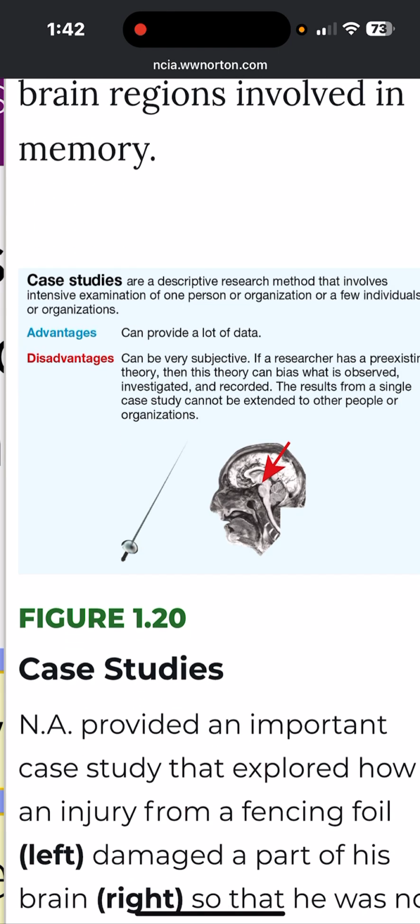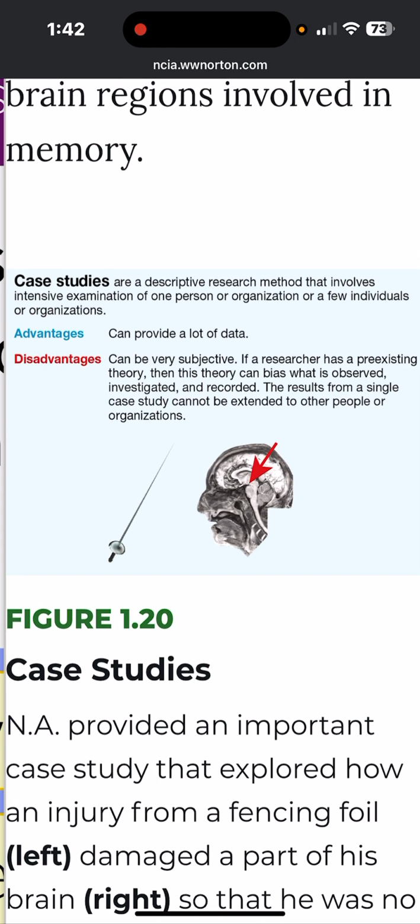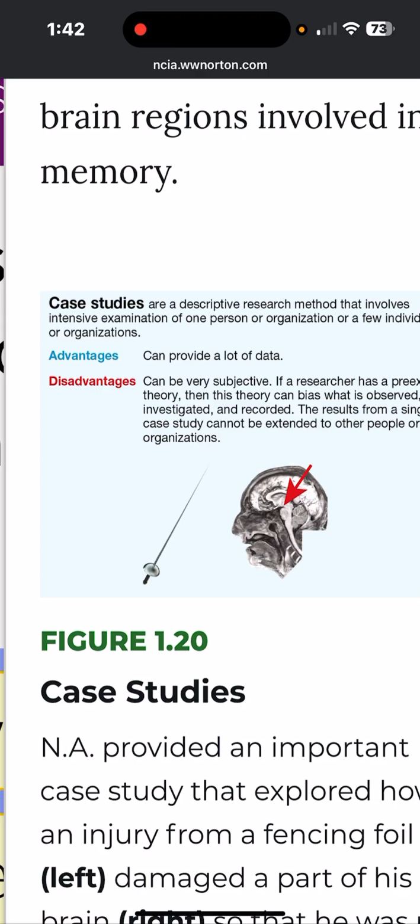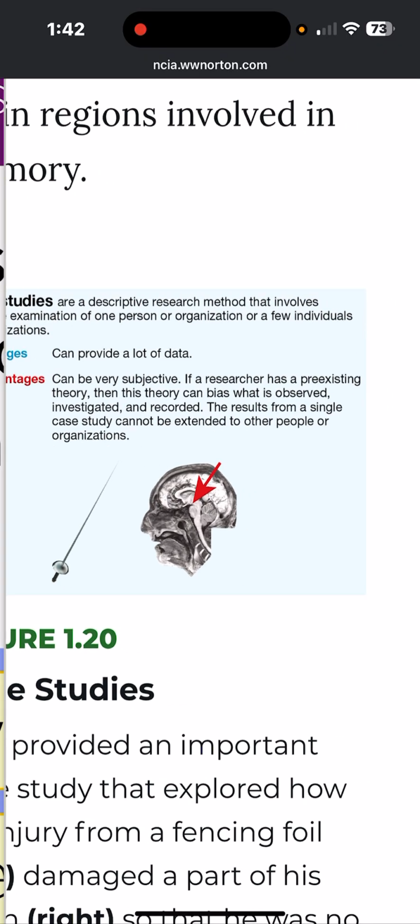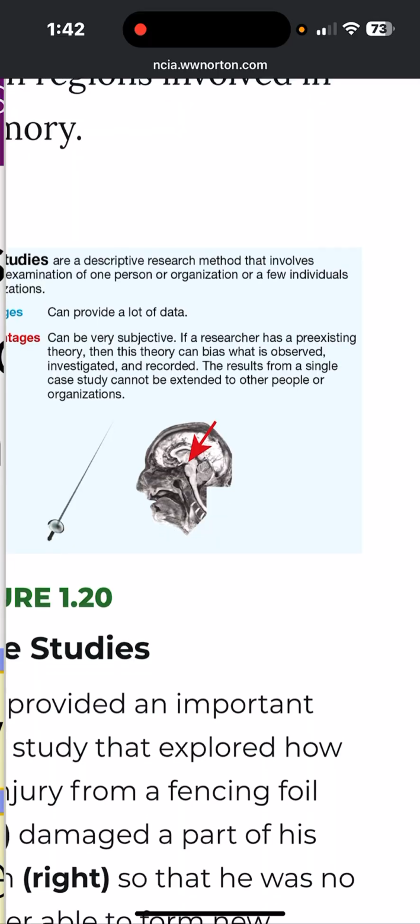Case studies are a descriptive research method that involves intensive examination of one person or organization and a few individuals or organizations. Advantages: they can provide a lot of data. Disadvantages: they can be very subjective. If a researcher has a pre-existing theory, then this theory can bias what is observed, investigated, and recorded.